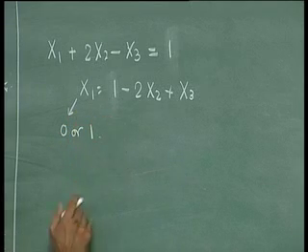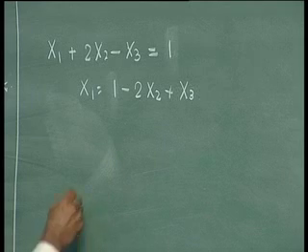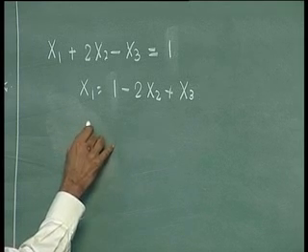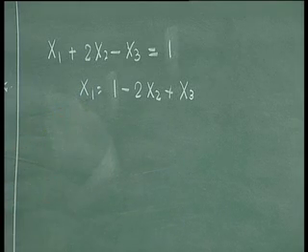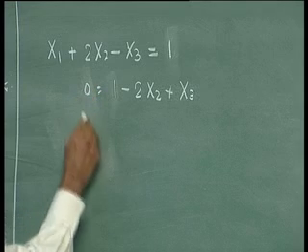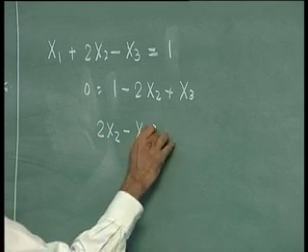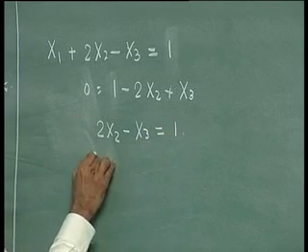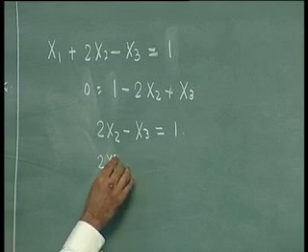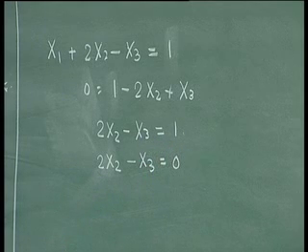So, x1 is either 0 or 1. When x1 is 0, this becomes 2x2 minus x3 equal to 1. When x1 is 1, it becomes 2x2 minus x3 equal to 0. That is what happens here when you do this.